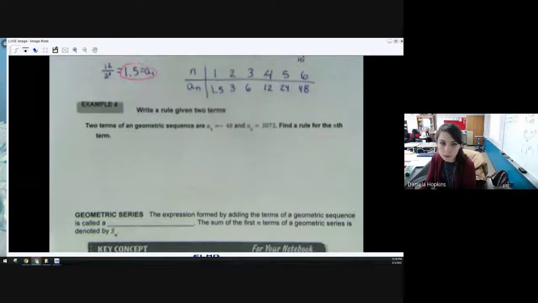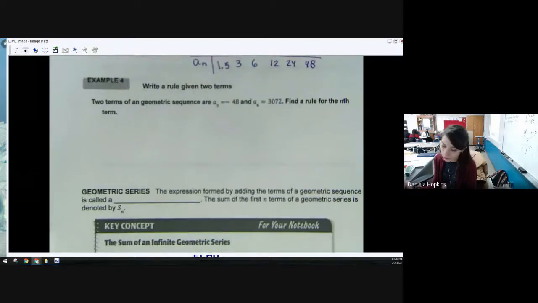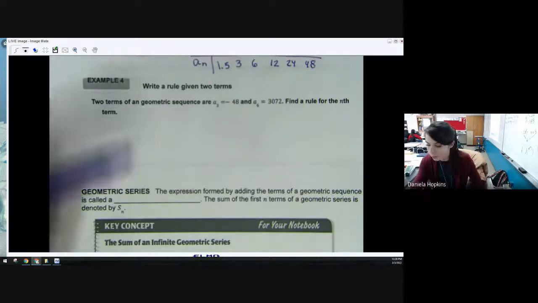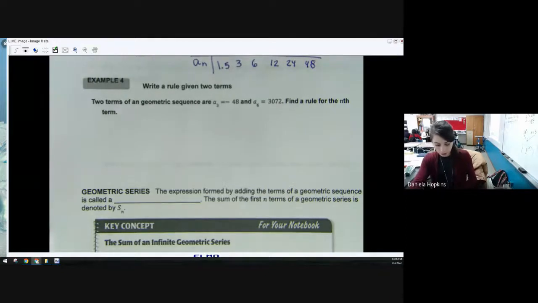Last example, and this is the most time consuming. Again, I did not give you enough space, so we're going to write really small. I'm going to try and keep my work organized, but it was a bit of a mess last hour.